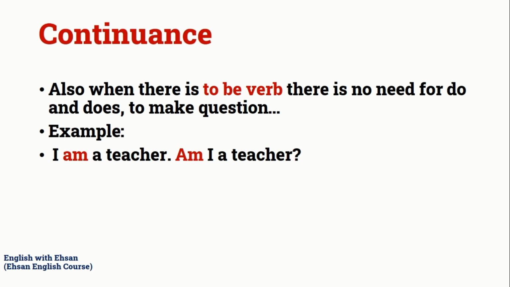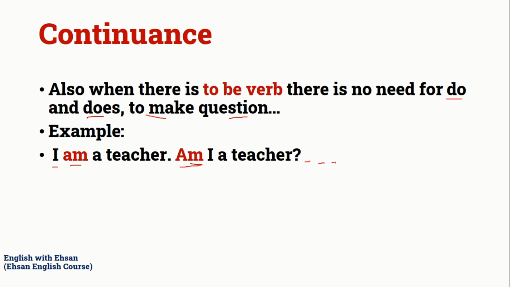When there is a to be verb, there is no need for do and does to make questions. Example: I am a teacher. Am I a teacher? The first one is the statement, and the second one is the question. There is no need for do and does when we have a to be verb in our sentence, and we will talk about this more in detail in this lecture.